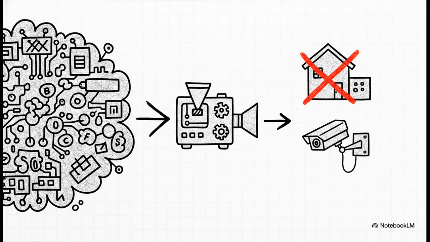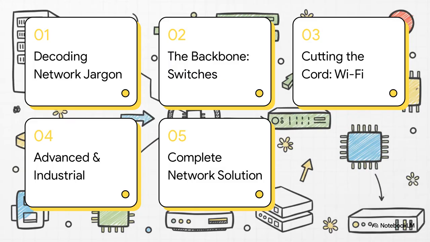We'll connect these super complex terms to problems you might have, like finally fixing those Wi-Fi dead zones or figuring out how to power a security camera in a really awkward spot. So here's our game plan. First, we're tackling the heart of any network, the switches, and we'll decode the jargon along the way. Then we'll jump into modern Wi-Fi, take a look at some seriously advanced industrial gear, and finally, we'll see how it all clicks together to form one complete solution.